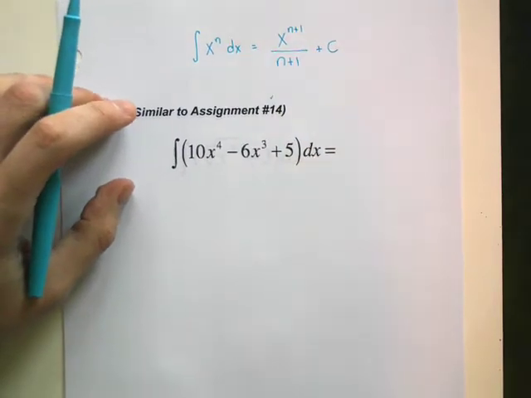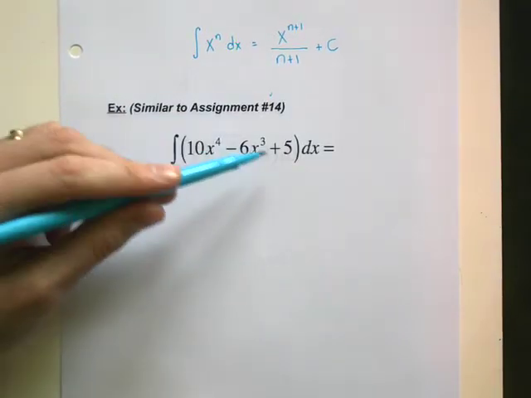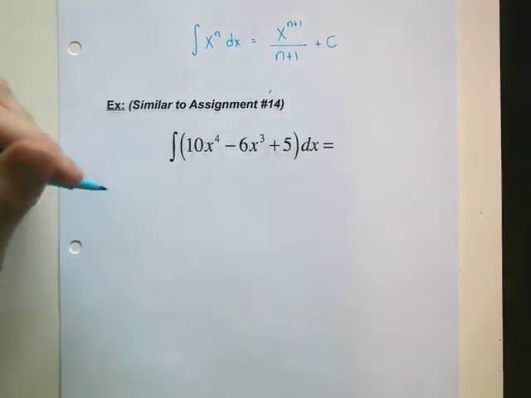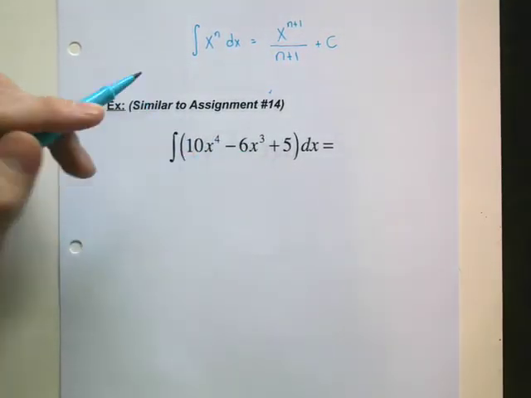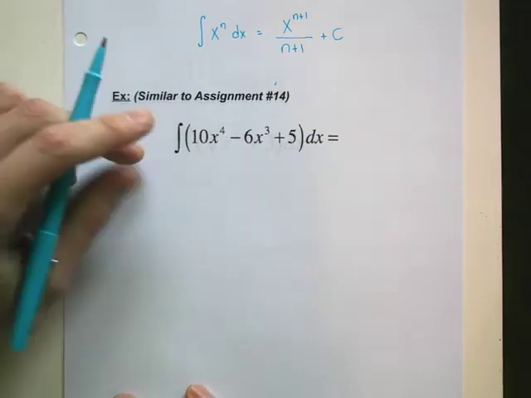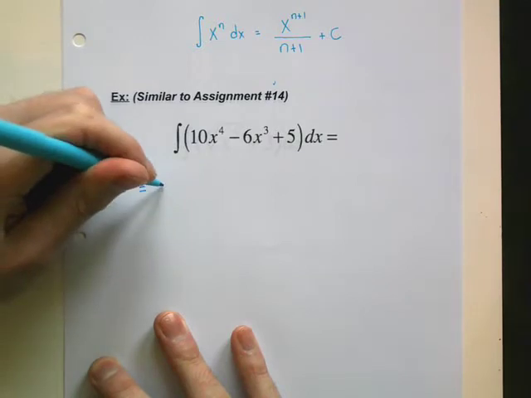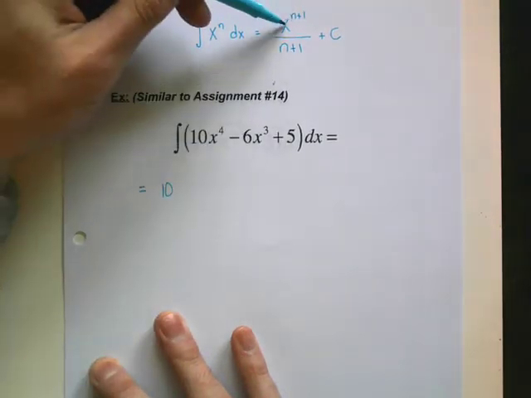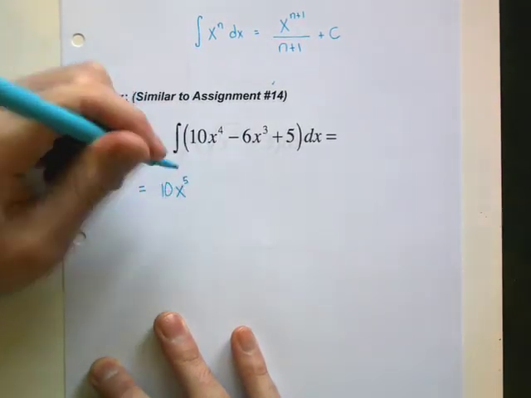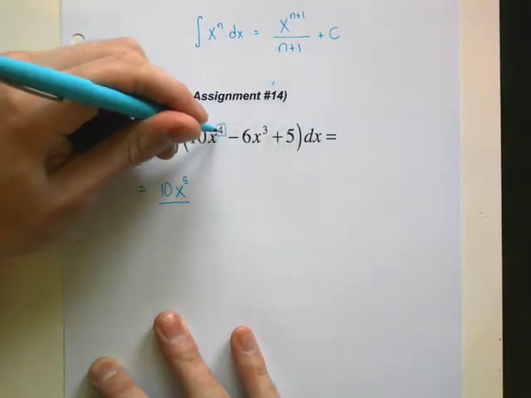Okay, so the first problem says, find the integral of 10x to the fourth minus 6x to the third plus 5 with respect to x. There's nothing to simplify here. There are no like terms to combine or exponents to get out of the denominator or anything like that. I'm just going to jump right to our formula. So that's going to be equal to, I'm going to keep my constant, and then I'm going to have x to the n plus 1. So x to the 4 plus 1 is 5, over, in the denominator, n plus 1.